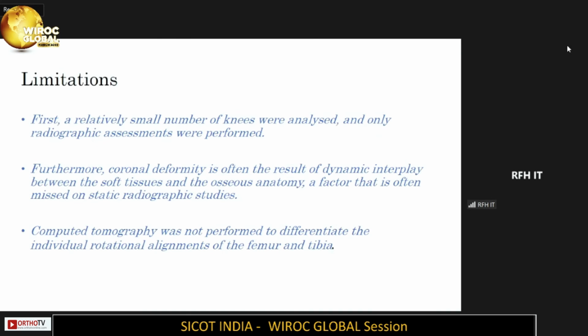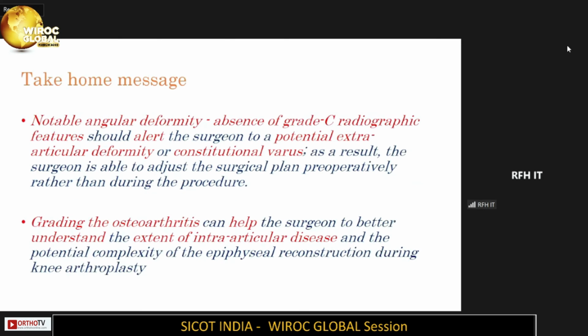First is the relatively small sample size. Further, the coronal deformity was often the result of a dynamic interplay between the soft tissues and osseous anatomy, a factor that is often missed on static radiographic studies. And a CT scan was not performed to differentiate individual rotational alignment of the tibia and femur.